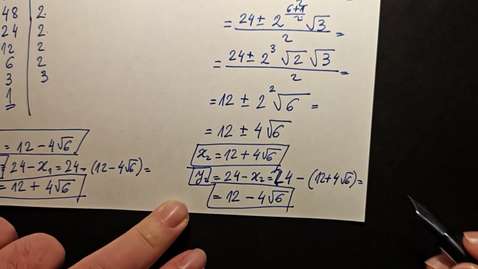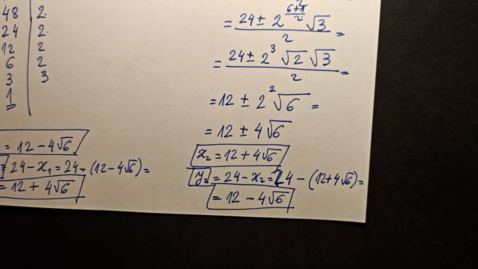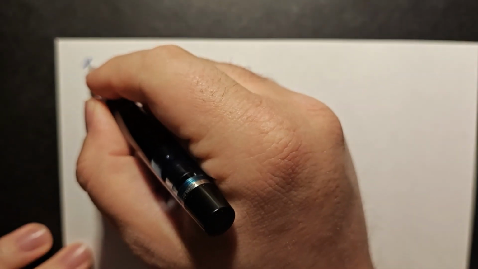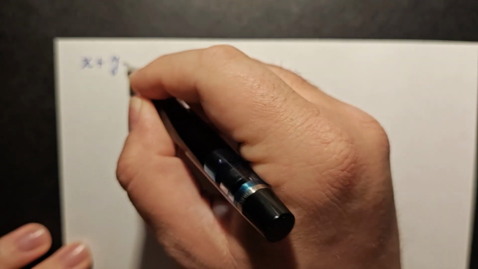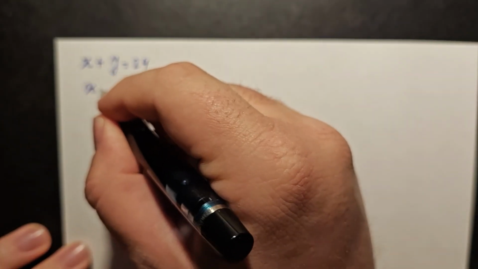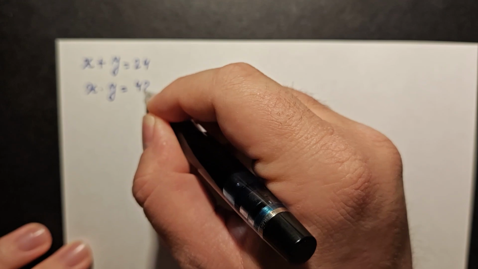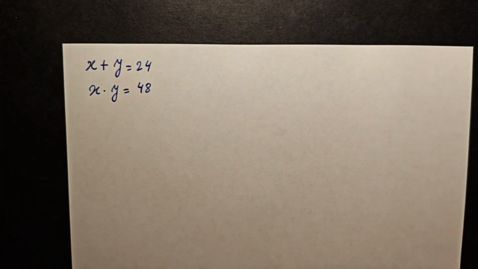So this is the second solution of our problem. And this method is the boring way to solve a problem like this one. A way more interesting approach to a problem like this one, x plus y is equal to 24 and x multiplied by y is 48, is the one that I am going to show you now.